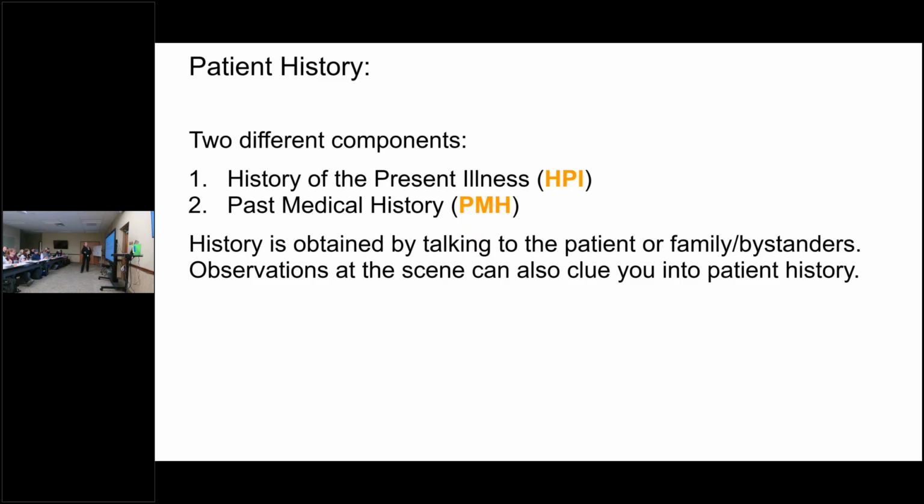Your history is obtained by talking to the patient or their family or bystanders that are available. And then again, like we talked about in our scene size up, observations at the scene can also clue you into your patient's history. Any medications they have laying around, or an oxygen regulator or a nasal cannula in their home, might give us some clues as to what's going on.